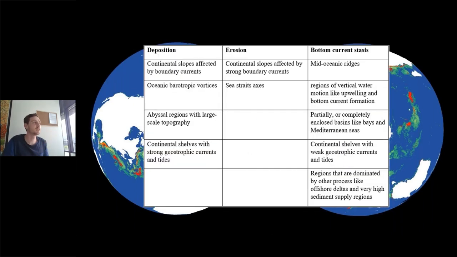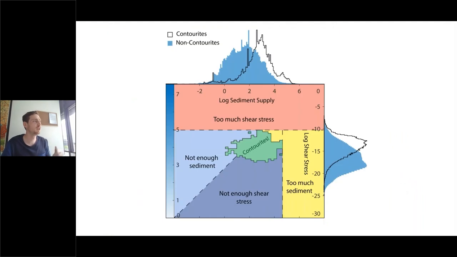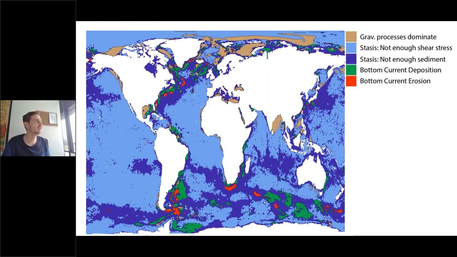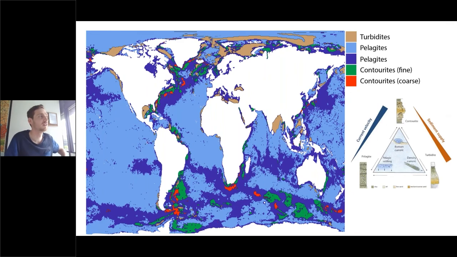Okay, yeah. So the summary, here's some generalized patterns on where these depositional, erosional, and stasis regions tend to occur. And finally, you can visualize all 5 different regimes at once, which gives you this sort of distribution of where you're likely to find bottom current deposition, contourites, erosion, pelagic deposition, and also high sediment supply, so turbidite dominated regions.